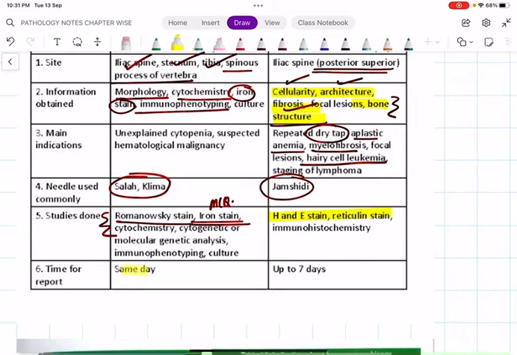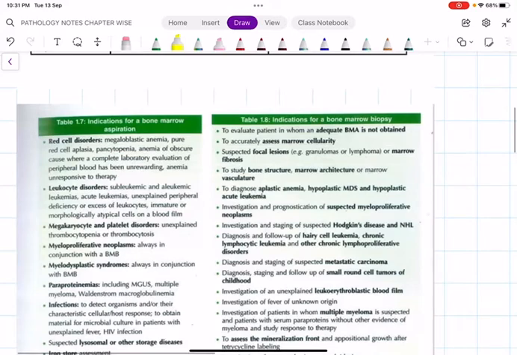And the time of report is usually the same day in case of aspiration. For biopsy, it will take up to 7 days. Coming to the indications for bone marrow aspiration.